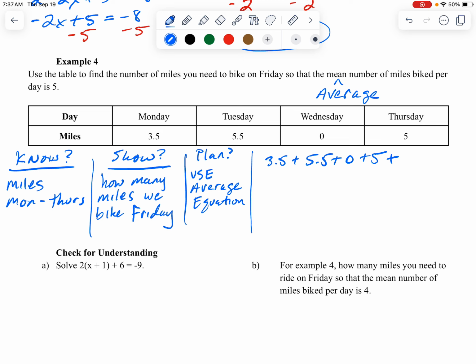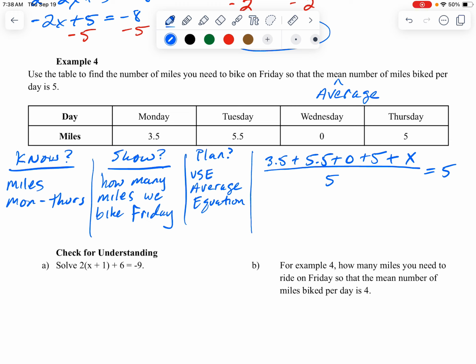When you have these story problems and you're trying to find a missing value, that's where we're going to put in a variable. Okay, I don't know what Friday is, so let's just put it as X for now. And my goal is going to be to solve for that variable X. Okay, so we know that we're going to take the average of these numbers. So since there are 5 numbers, I'm going to divide by 5. And when I do take the average, what should it equal? Well, the question says we want our daily average to be 5 miles.